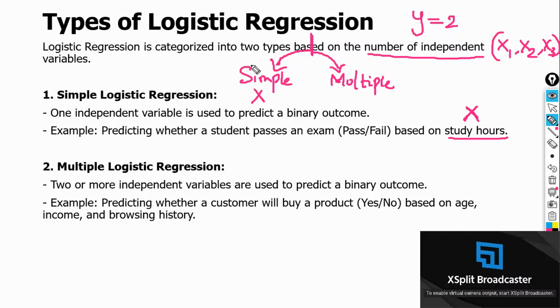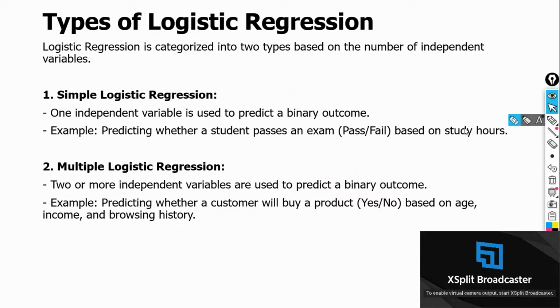So what am I doing here? The number of inputs is being changed. Under simple logistic regression, it's only a single input. Under multiple logistic regression, the number of inputs will be two or more than two. I hope it's making sense. So far I assume no questions because this is something that we are well aware of.